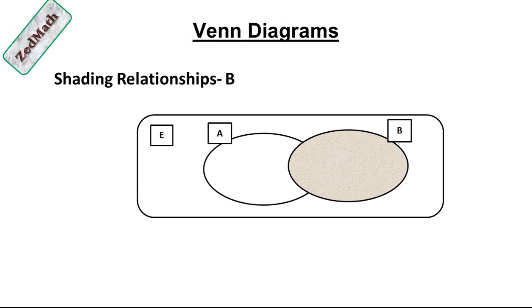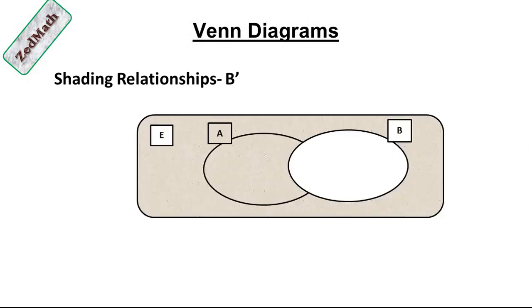So this is simple. I've got two sets. How do we show that this is B? We just shade B. The next is B complement. How do you show those elements that are not in B? So we just shade everything else apart from B.